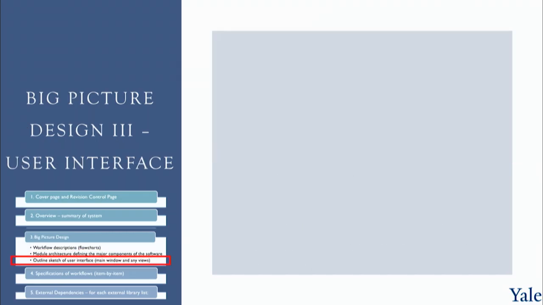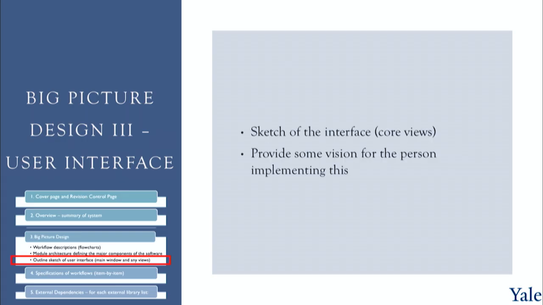And then the last part is the user interface, and it could be a sketch of the interface, all the core views, the main things in there. And this provides some vision for the person implementing this. What are we expecting this user interface to look like? Now, there are tools for doing this, for example, something called Figma that my students love to use. And we'll talk a lot more about user interface design in the context of usability in segment 4 of this week's class.